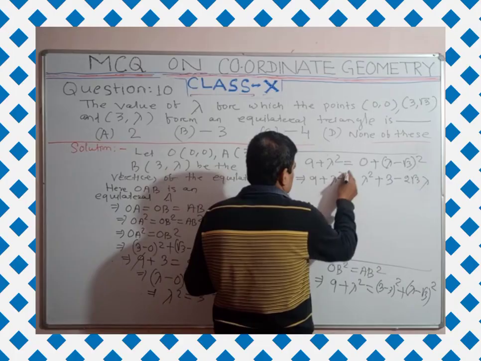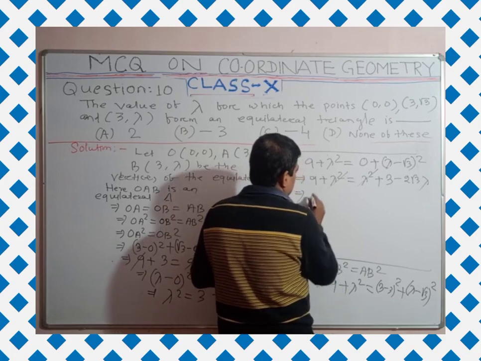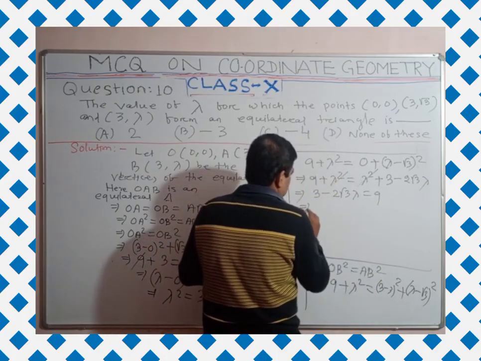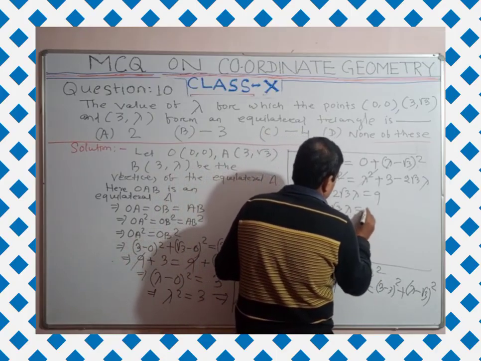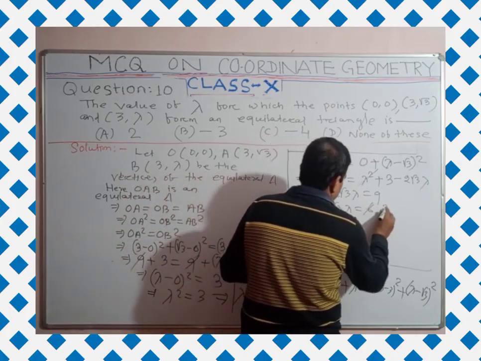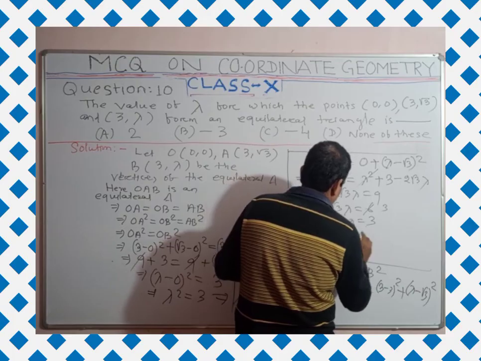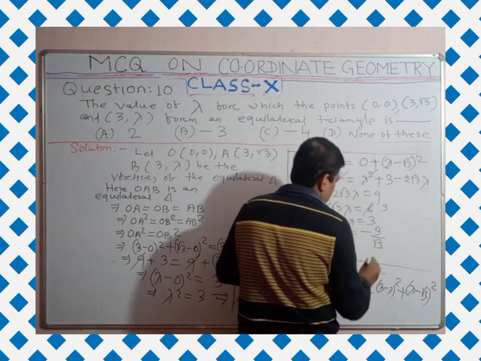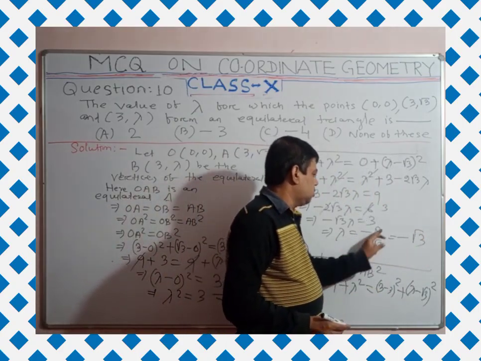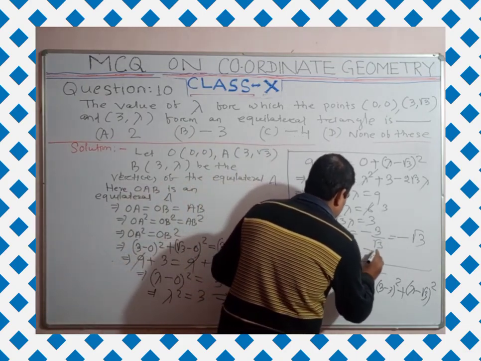Understand? So lambda square on both sides will be cancelled. Now you see the 3 minus 2 root 3 lambda is equal to 9. So that implies minus 2 root 3 lambda is equal to 9 minus 3, which is 6. So you can again cancel 2. So minus root 3 lambda is equal to 3. That implies lambda is equal to minus 3 divided by root 3, which is minus root 3. 3 will be root 3 multiplied by root 3, so root 3 will be cancelled. So 3 divided by root 3 will be minus root 3. Hence we get lambda another value, minus root 3.